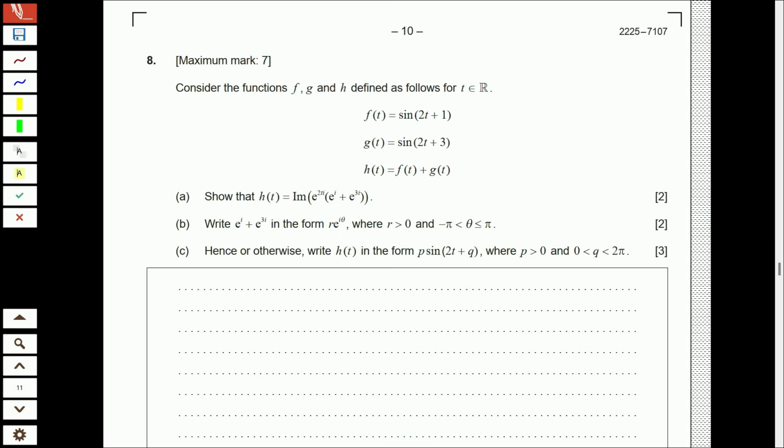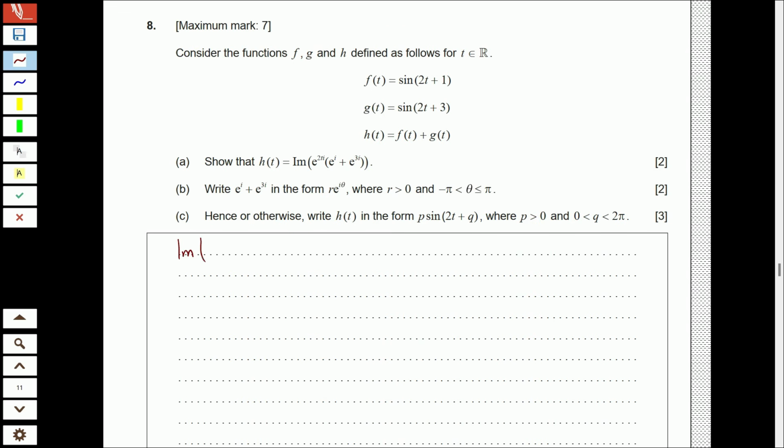8.45, yeah. Question 8. Consider the functions f, g, and h defined as follows for t a real number. f(t) equals sine of 2t plus 1. g(t) equals sine of 2t plus 3. h(t) equals f(t) plus g(t). Show that h(t) equals the imaginary part of e to the power of 2ti times (e to the power of i plus e to the power of 3i).